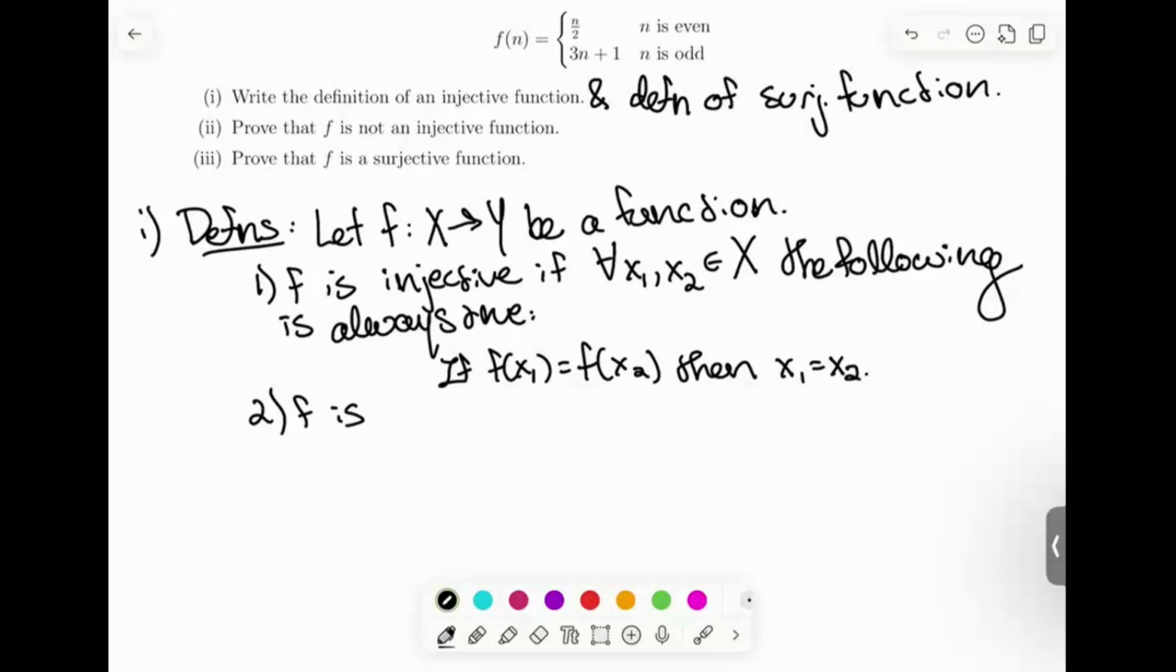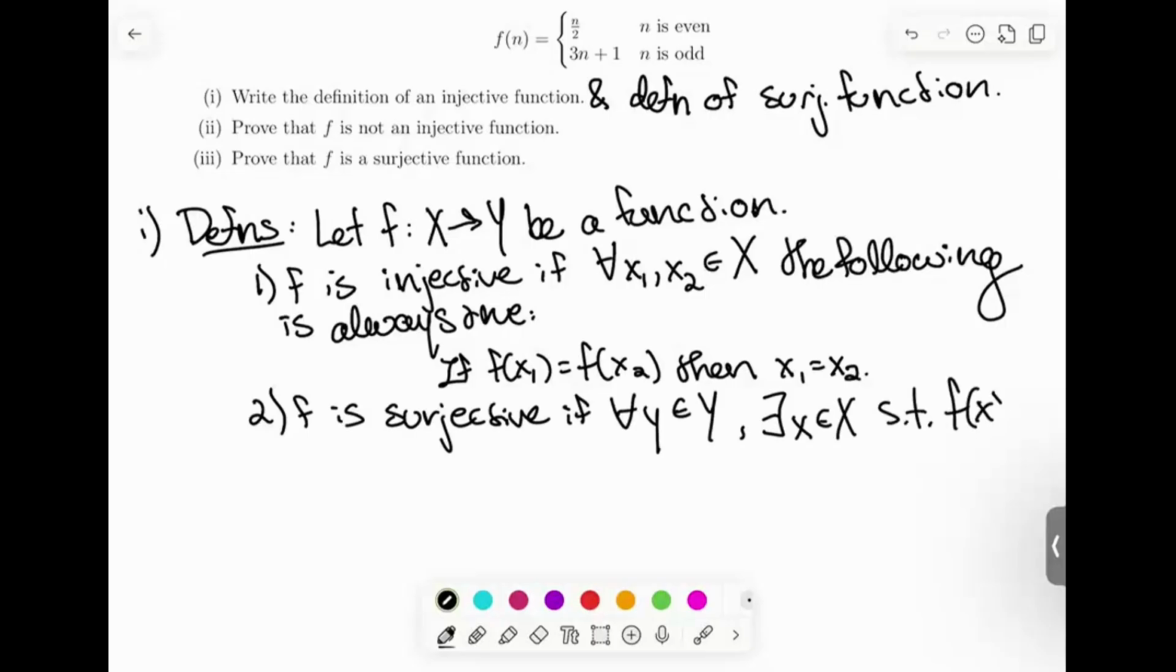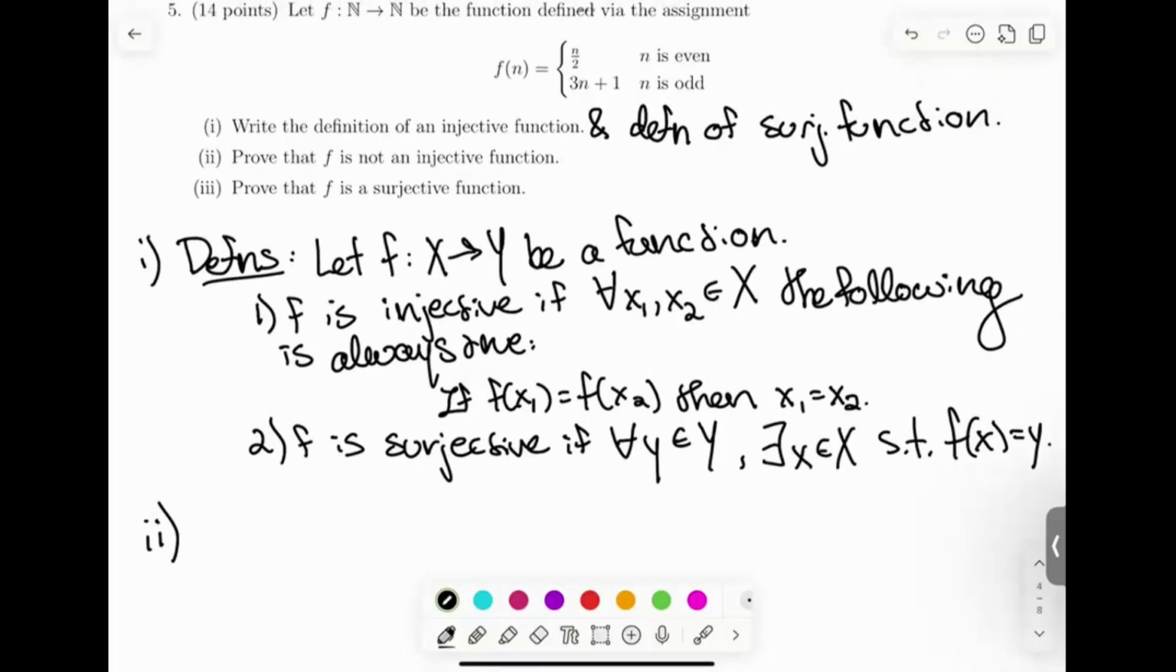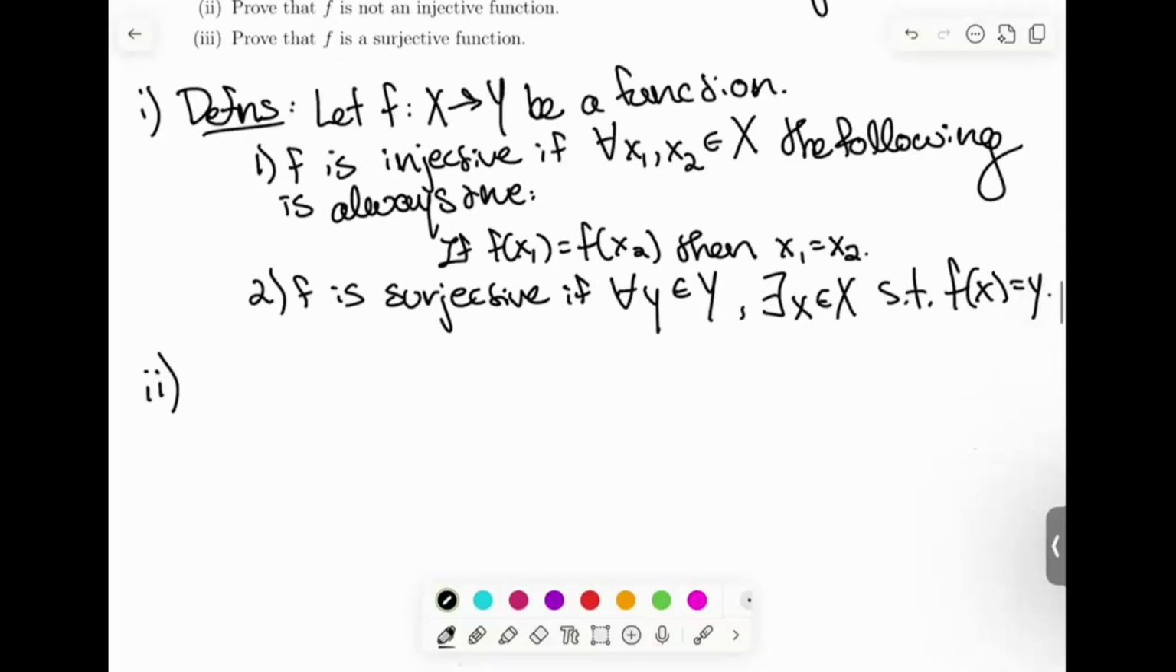Okay, so 2. And I know I'm not doing good English here. I probably should, but I'm feeling a bit lazy. Surjective: if for all y in its codomain, there exists an x in its domain such that f of x equals y. Boom, roasted. Okay, so part 2 is proving that f is not injective.